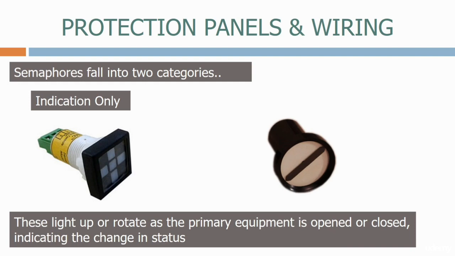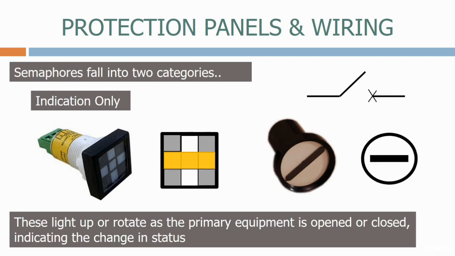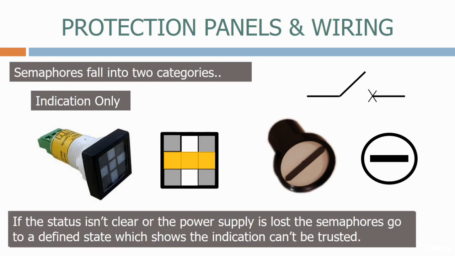Let's see how that works in practice. So here we have a semaphore indicating that the breaker is closed. If the circuit breaker is now opened, the semaphore goes horizontal to indicate the new breaker position. If the status isn't clear, or the power supply is lost, the semaphores go into a defined state, which shows the indication can't be trusted.